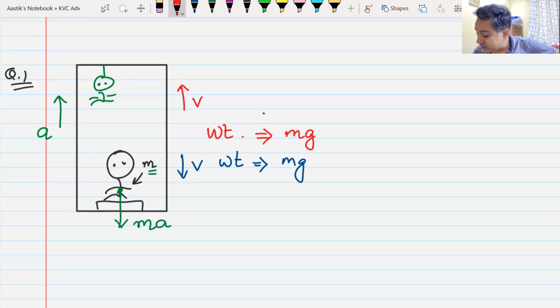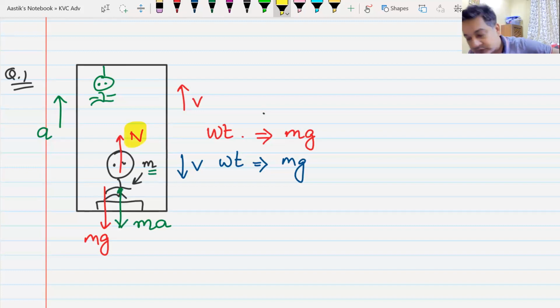Now, if I draw the free body diagram, this normal reaction is N, and the weight of the body is mg. Now, what this weighing machine reads as weight is actually the value of this N, the normal. Now, what will be the value of this normal reaction? This normal reaction is upwards, and the body is at rest when I see it from the lift.